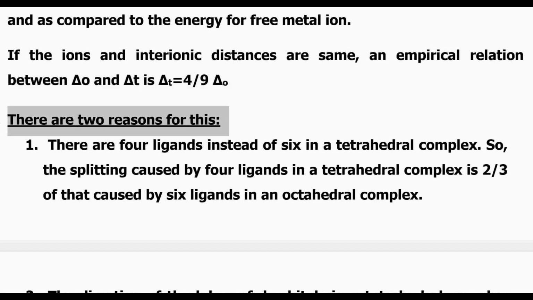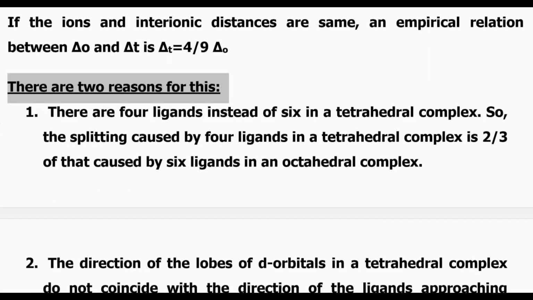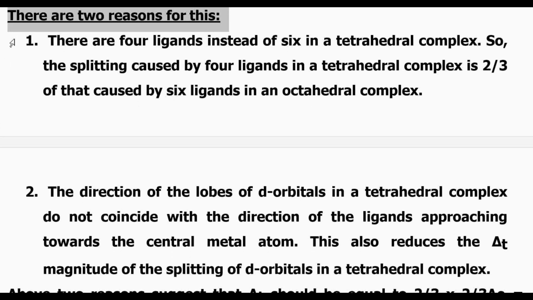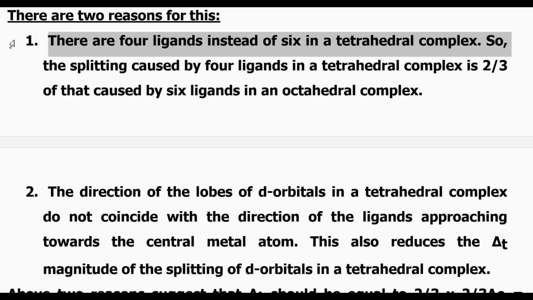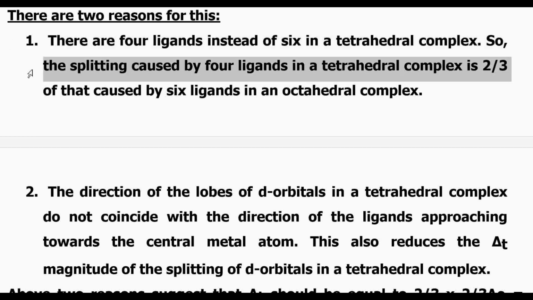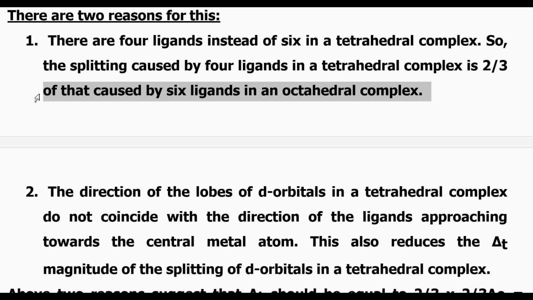The question is, why is there a difference? It is quite logical. See, when you are introducing a tetrahedral ligand field, then you have only 4 ligands, whereas in octahedral ligand field, you have 6 ligands. So, the more the number of ligands, the more will be the repulsion. If you compare the numbers 4 and 6, then it is 2/3. 4 is 2/3 of 6, because 4 upon 6 is 2 upon 3. So this is one of the reasons: the number of ligands is less in a tetrahedral field.